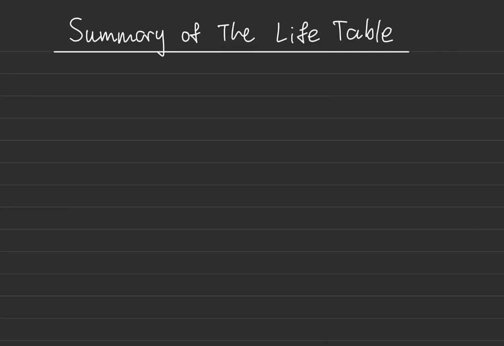Okay, this is going to be a comprehensive summary of the life table, which is a subsection of the topic of contingencies in actuarial mathematics. And this is going to be everything that you need to know from the subsection in order to write the exam. Now, obviously, this is not sufficient alone.